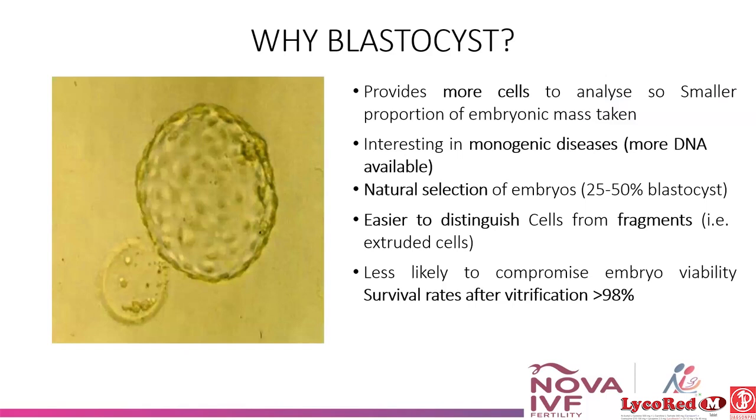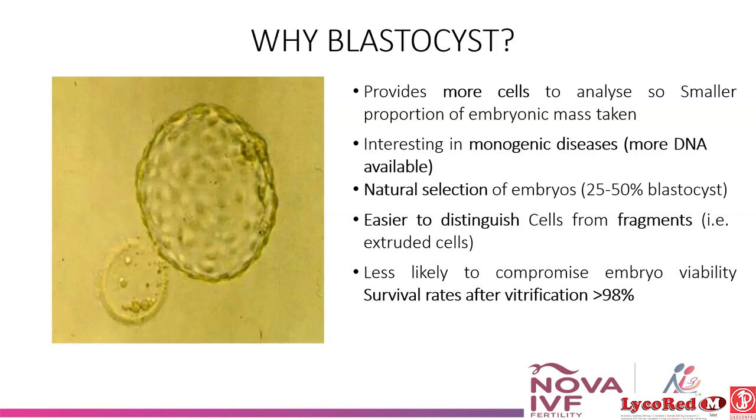Now, blastomere biopsy and polar body biopsy are outdated, and we are doing blastocyst biopsy, especially in our country. Most people are doing blastocyst biopsy because in the blastocyst we have more cells, so we can check for mosaicism, and since the number of cells is higher, more DNA is available, so we can detect monogenic disease. There is also natural selection of embryos. If we have 10 MII oocytes on day 0, not all of the embryos will become blastocysts on day 5. Only 25 to 50% will convert to blastocysts, which is a natural selection.